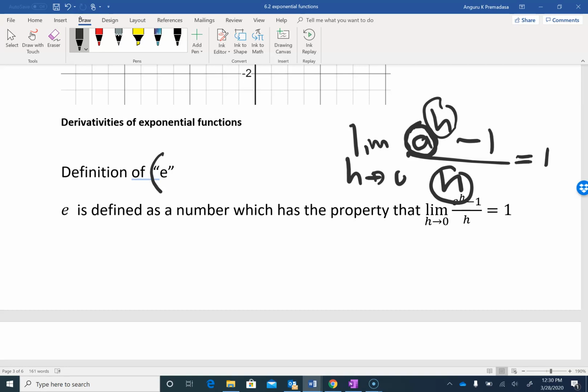So once again, by trying out different values for a, when you calculate the limit of a to the h minus 1 over h as h goes to 0, you can show mathematically that there is one value of a for which this limit is 1. And we define that value as e, because e needs to be defined. Okay, so that is e.